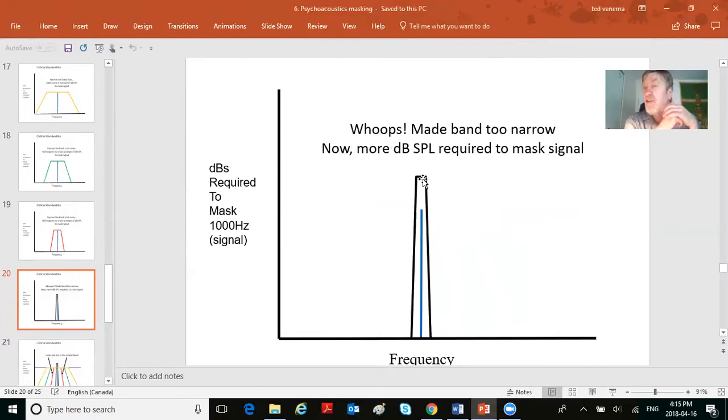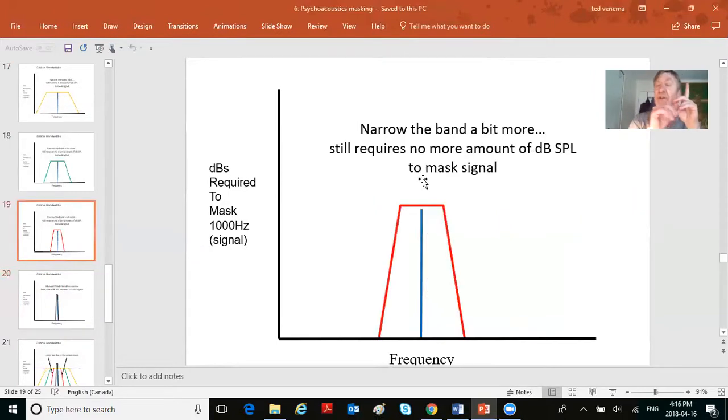Oops, made the band too narrow. Now more dB SPL is required to mask the signal. So the noise will mask the signal, provided the noise has a critical bandwidth. Okay, these are called critical bandwidths.